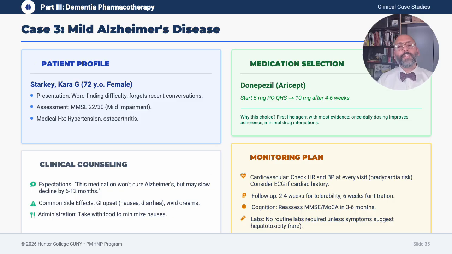And the monitoring here is going to focus on the bradycardia and the GI side effects. So you check heart rate and blood pressure at every visit and consider an EKG if there's a cardiac history and reassess the cognition in 3 to 6 months using mini mental status exam or MoCA. And if it's tolerated, you continue. If it's not tolerated, you can switch agents.